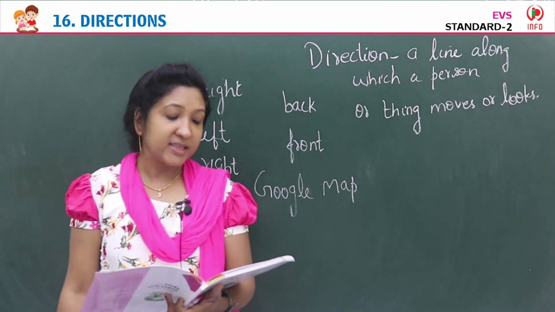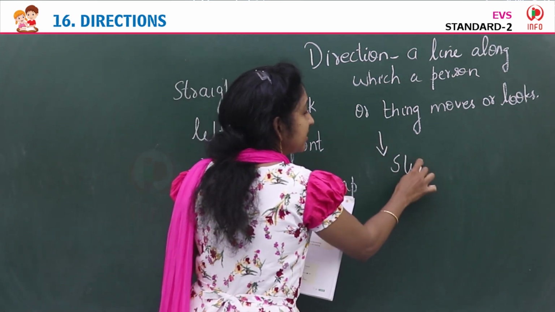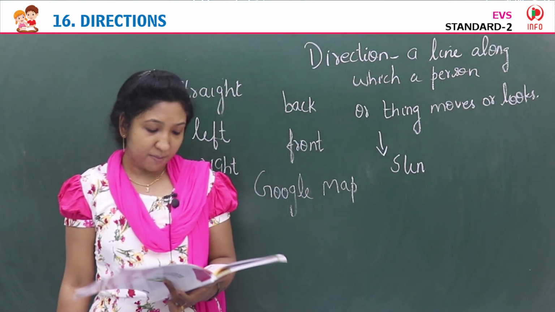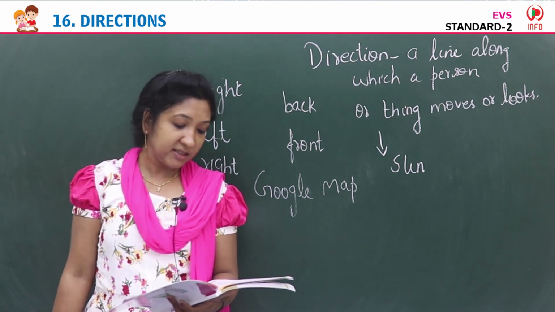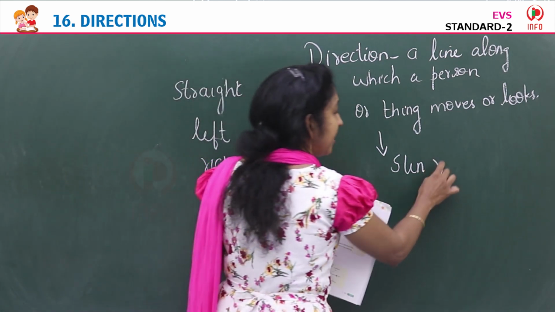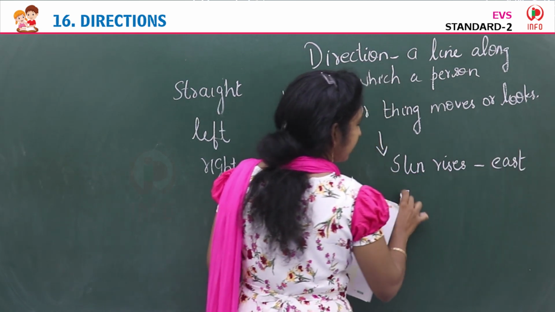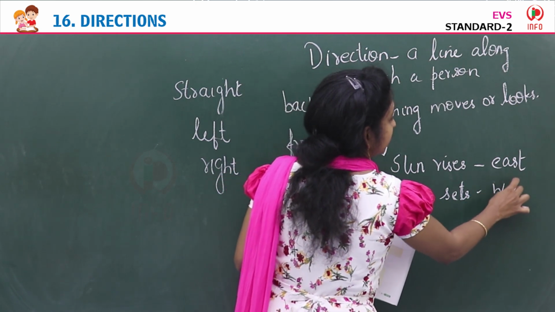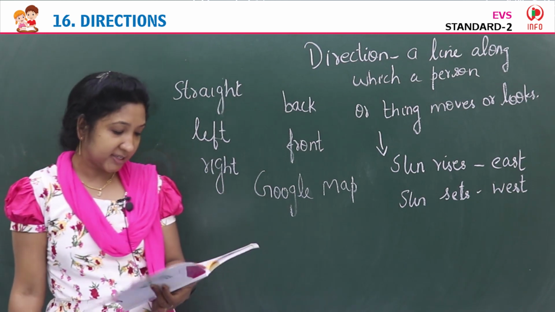You can use the sun for direction. So for direction we can use the sun. How? Let us see. Always remember that the sun always rises in the east and sets in the west. That you know. Sun rises in which direction? East. Sun sets in which direction? West.